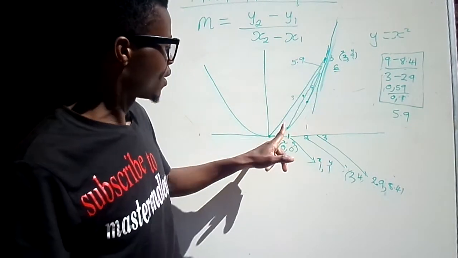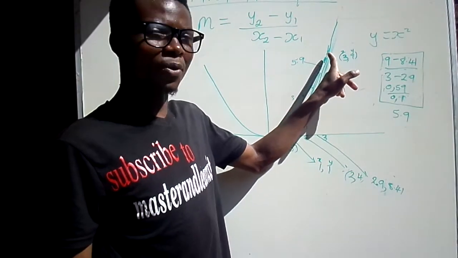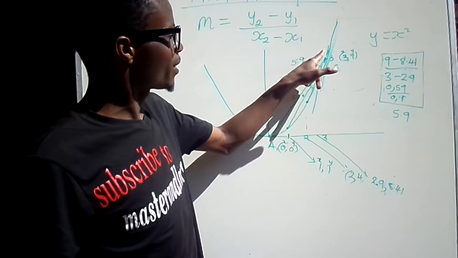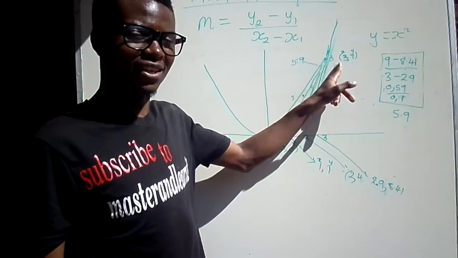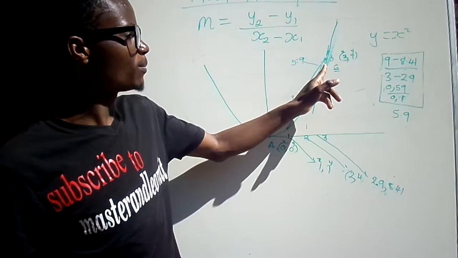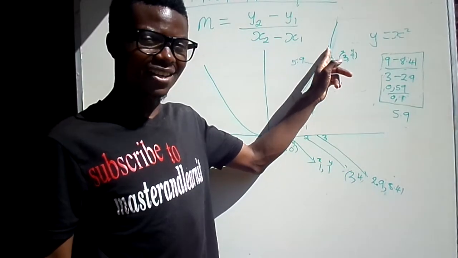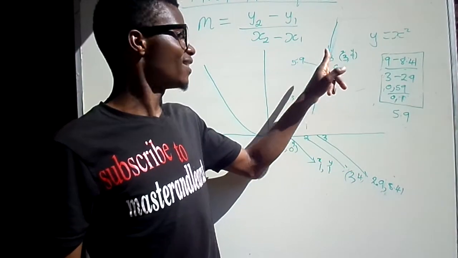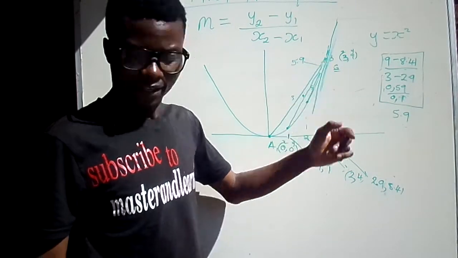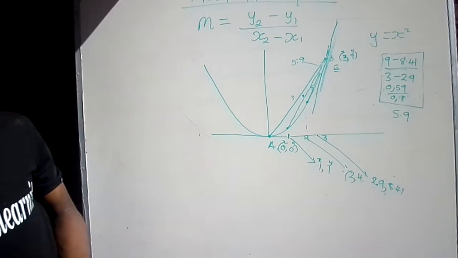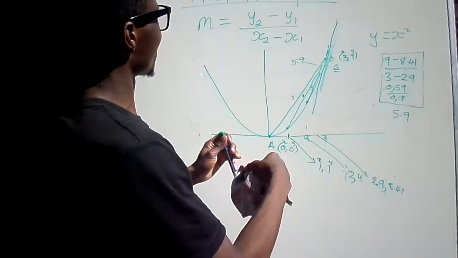In other words, when the chord was tending to point B, then the gradient of the curve was tending to the gradient of the tangent. This is an important point because we know that the gradient of the tangent and the gradient of the curve, they are equal at the point of contact. So let us take this one further using algebra.